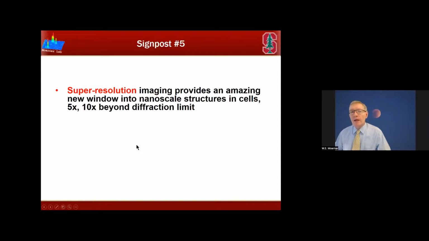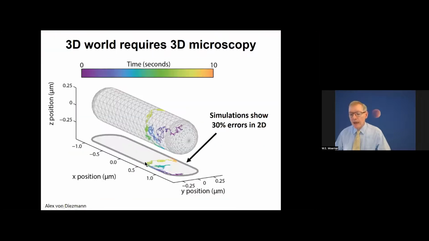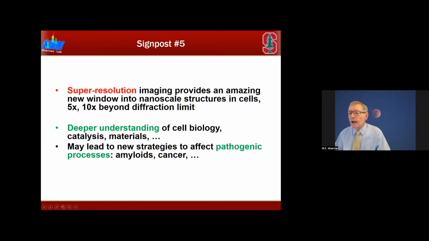So my signpost here, this type of imaging is an amazing new window into nanoscale structures, 5 to 10 times beyond the diffraction limit. We can understand cell biology better, catalysis, materials, and we may find new strategies to affect pathogenic processes, amyloids, cancer, and we've even been applying these methods to coronavirus imaging, the coronavirus infection of mammalian cells.